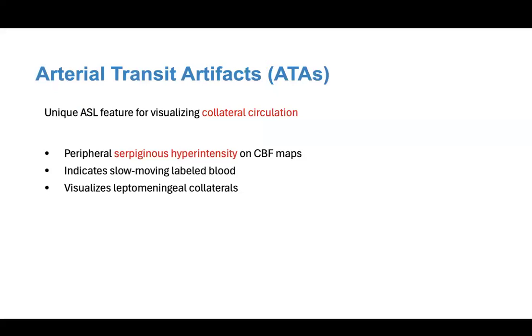And next one is arterial transit artifacts. The unique feature of ASL is assessing the collateral circulation in these patients. Collateral circulation will look like this: peripherally, it will have a serpiginous hyperintensity pattern, which indicates slow moving blood.